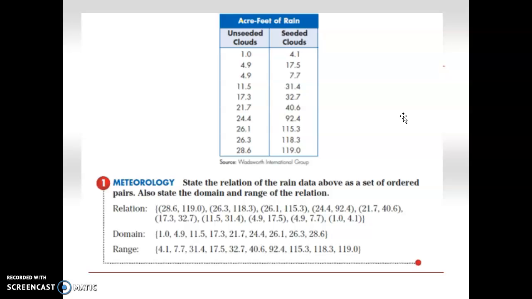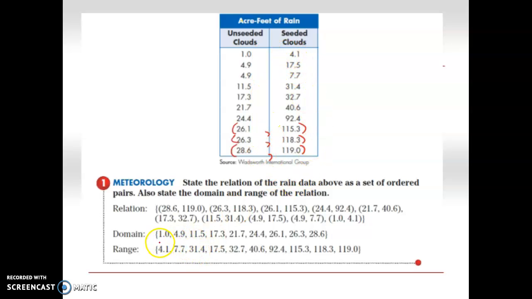So right here, you've got a chart, and you have unseeded clouds and seeded clouds. And it says, state the relation of the rain data above as a set of ordered pairs. Also state the domain and range of the relation. So here you go. It started at the bottom. The relation is 28.6 and 119. So each of these is presented as an ordered pair, the x and then the y. Okay, so this grouping right here is your relation. It's got all of these values in there.